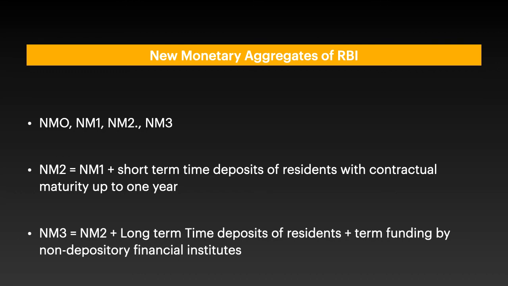While NM2 represents M1 plus short-term time deposits of residents with a contractual maturity of up to and including 1 year with the banking system, the components of NM3 are NM2 plus long-term time deposits of residents plus call or term funding from non-depository financial institutions.